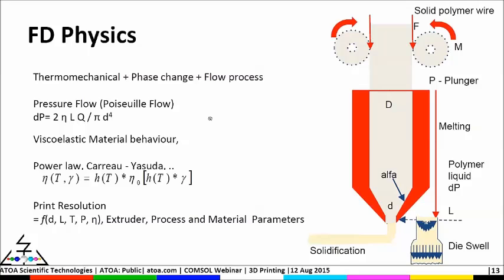The print resolution of a 3D printed FDM part is a function of diameter, die length, pressure, viscosity, and extruder process and material properties. These are the different properties which we can relate to the final 3D printed part using the FDM process.